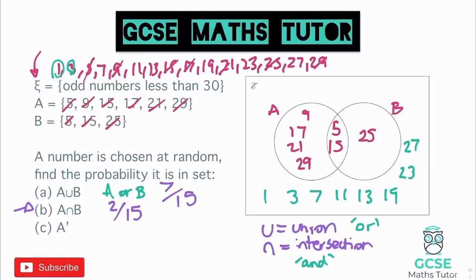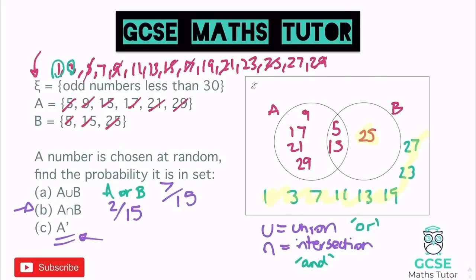I've also included this extra one here for C, which is A dash. Now if there's a dash with a letter, it means not in A. So all that little dash means is any of the numbers that are not in A. Now if you have a look at the numbers that are not in A, well, we've got the 25, which is in B, that's not in A. We've got all these numbers around the outside that are not in A, but none of the other numbers.